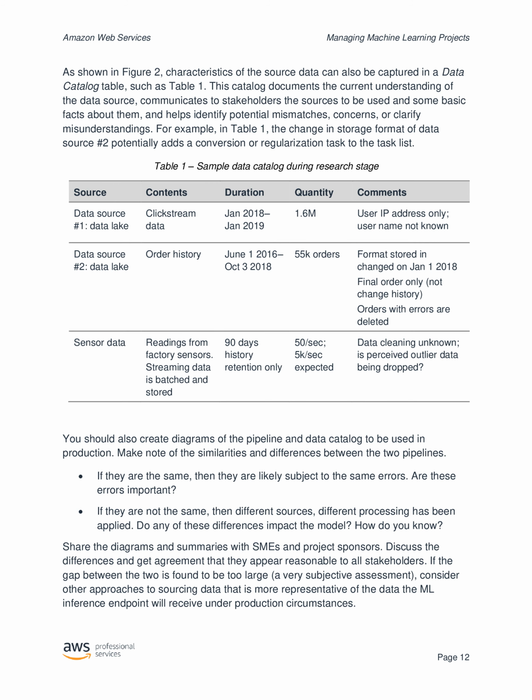You should also create diagrams of the pipeline and data catalog to be used in production. Make note of the similarities and differences between the two pipelines. If they are the same, then they are likely subject to the same errors. Are these errors important? If they are not the same, then different sources, different processing has been applied. Do any of these differences impact the model? How do you know? Share the diagrams and summaries with SMEs and project sponsors. Discuss the differences and get agreement that they appear reasonable to all stakeholders.